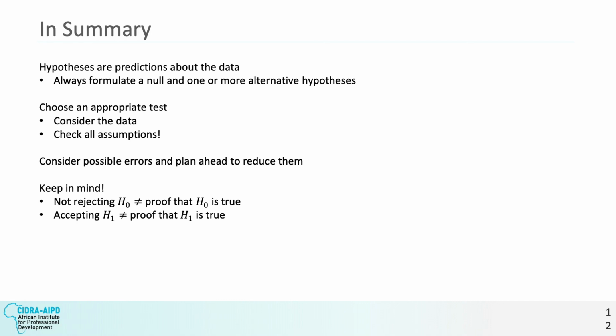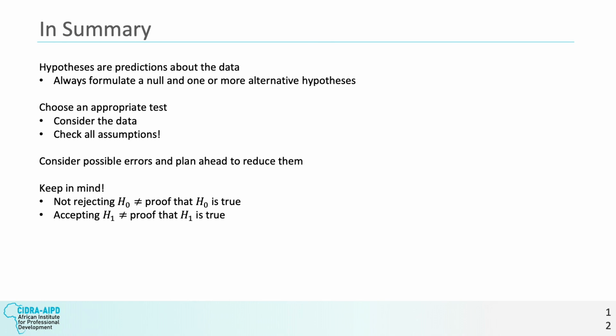So we've now reached the end of the 3-part lecture on hypothesis testing. So let's review the overall key points. Remember, hypotheses are predictions about the data. You always need a null hypothesis and at least one alternative hypothesis. When you're choosing a hypothesis test, consider your data. What type of value are you testing for, and are the data normally distributed? How many samples do you have?